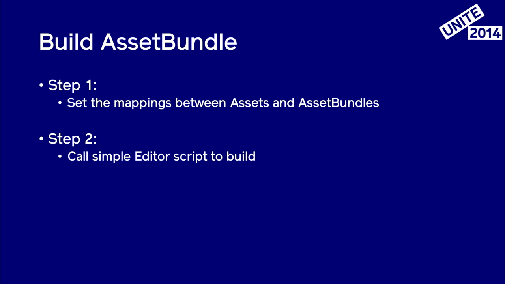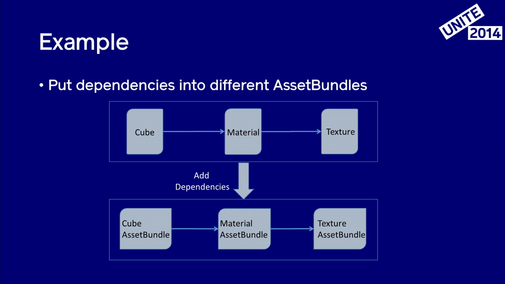Build AssetBundles. Basically, you need 2 steps to build AssetBundles in 5.0. The first step is just setting the mappings between asset and AssetBundle. Then call a simple editor script to build. This is the same example as I just showed in the previous slides. I want to use this example to see how simply we can build the same dependencies in 5.0.